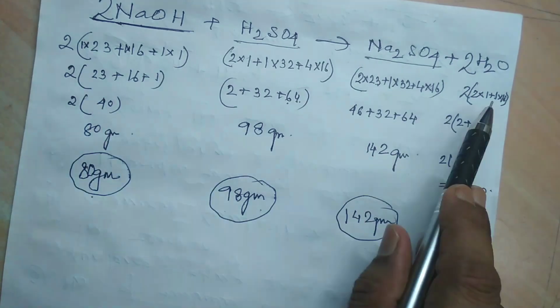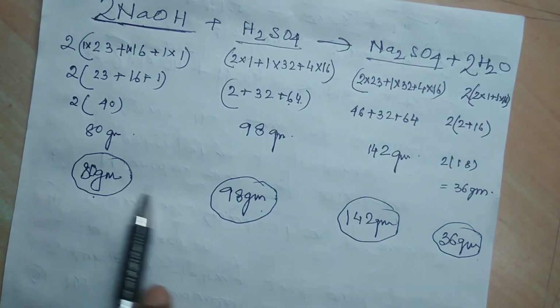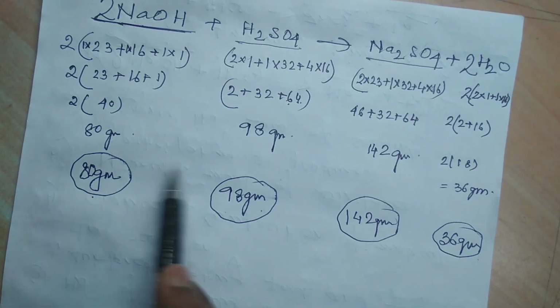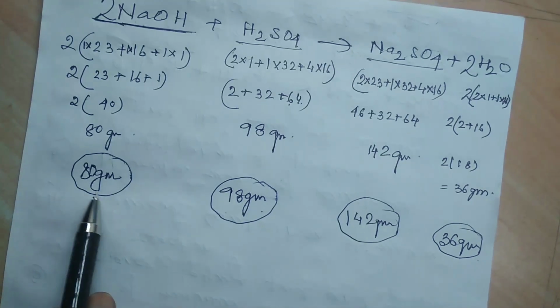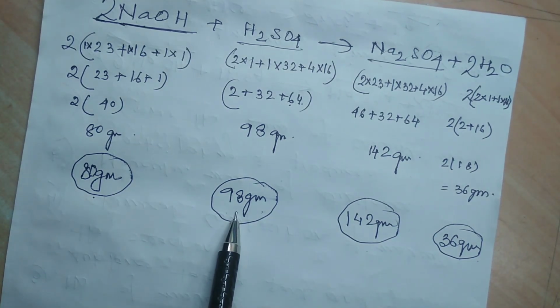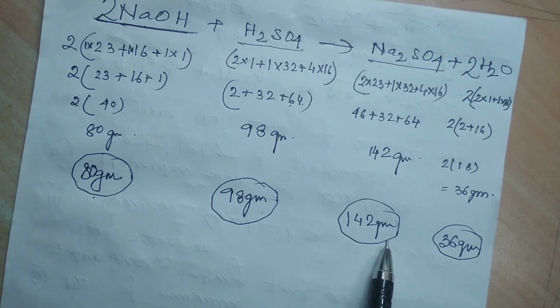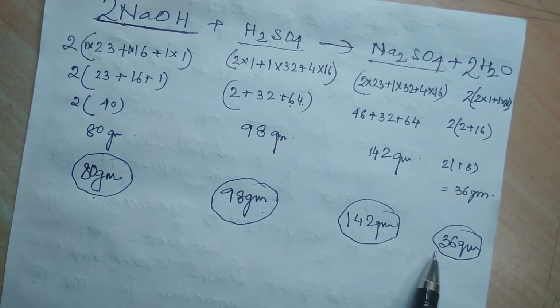Since this is a balanced equation, if it is not balanced, we will not get this. We will get something else. So it is balanced. So 80 gram of this reacts with 98 gram of this and gives 142 gram of sodium sulfate and 36 gram of water.